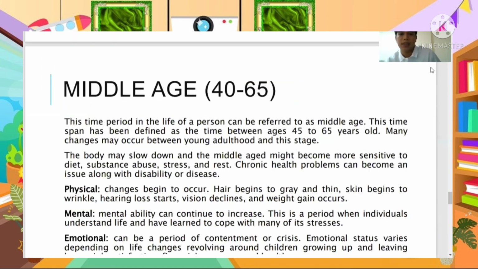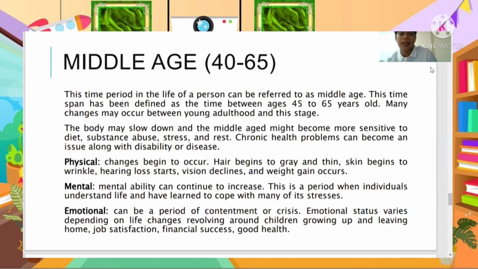Okay, middle age, 40 to 65 years old. Middle age is the time period in the life of a person that can be referred to as middle age. This time span has been defined as the time between age 45 to 65 years old. The body may slow down and the middle-aged might become more sensitive to diet, substance abuse, stress, and rest. Physical changes begin to occur, hair begins to gray and thin, skin begins to wrinkle and hearing loss starts, vision declines and weight gain occurs. Mental ability can continue to increase, a period when individuals understand life and have learned to cope with many of its stresses.